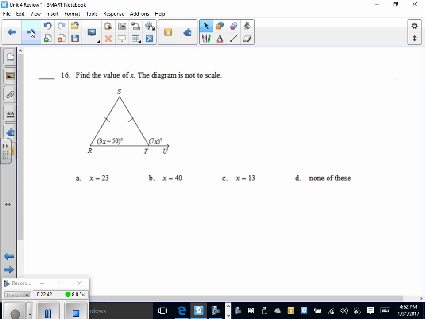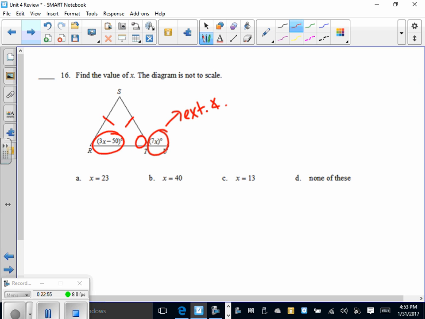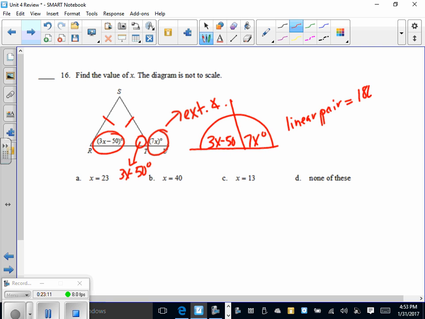All right, number 16, find the value of x. This is an exterior angle. This tells me that these two angles are congruent. So that means this angle is also 3x minus 50. Then we know that this angle and this angle right here form a linear pair, or a line. Linear pair, add up to 180. So I can say 3x minus 50 plus 7x is equal to 180.